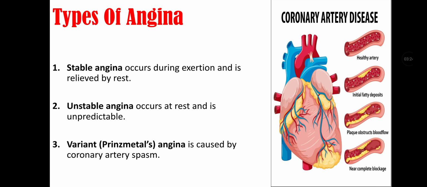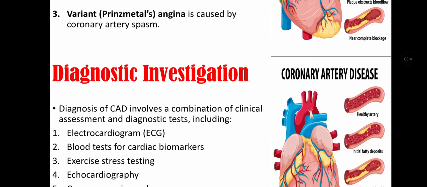Types of angina pectoris are stable angina, which occurs during exertion and is relieved by rest. Second type is unstable angina, which occurs at rest and is unpredictable. Third type is variant angina, also called Prinzmetal's angina, and it is caused by coronary artery spasm.